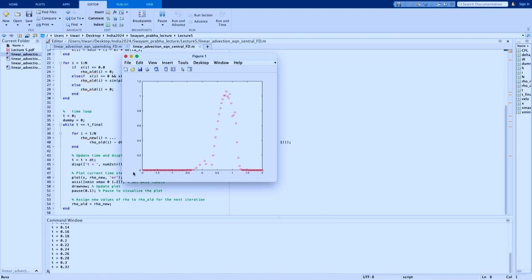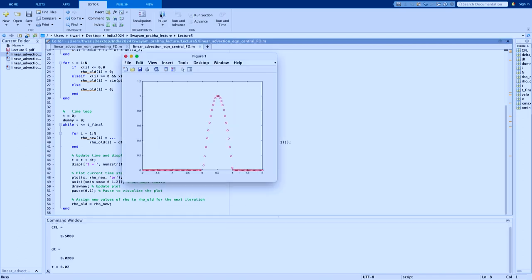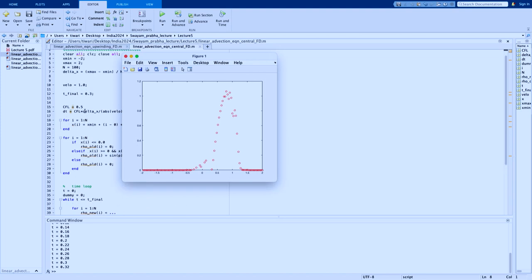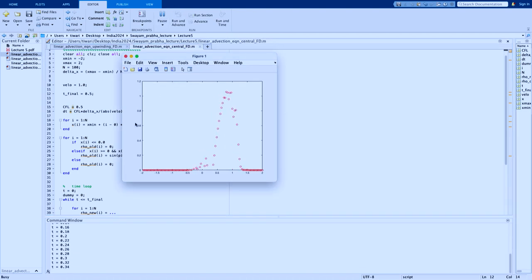Since a is positive, I have already mentioned that all central difference schemes are not stable in the case of hyperbolic laws, whether linear or nonlinear, it doesn't matter. If you use the central difference scheme, it is not stable. Now we run it again. It is already getting oscillation. If I run a little longer, not 0.3 but up to 0.5, what will happen? It blows up. So we cannot get a stable solution.